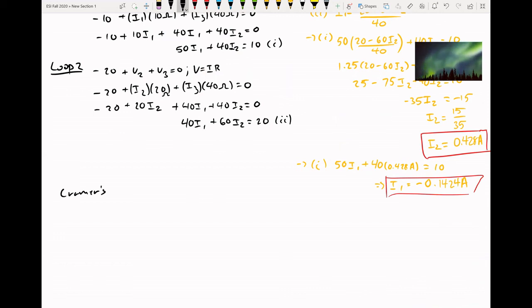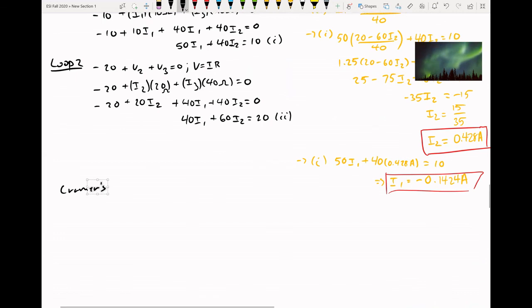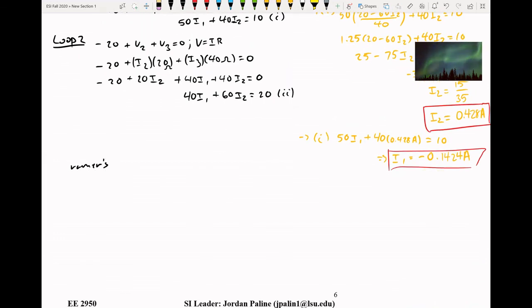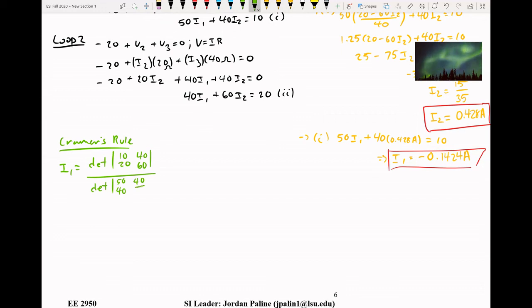And let's actually do it in green. So if we did Cramer's rule, and we want to find I1, this would be the determinant of 10, 20, 40, and 60 over the determinant of 50, 40, 40, 60.